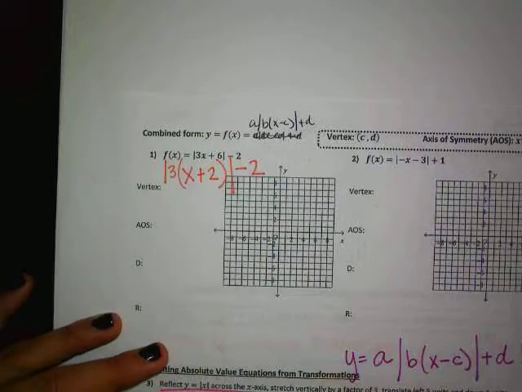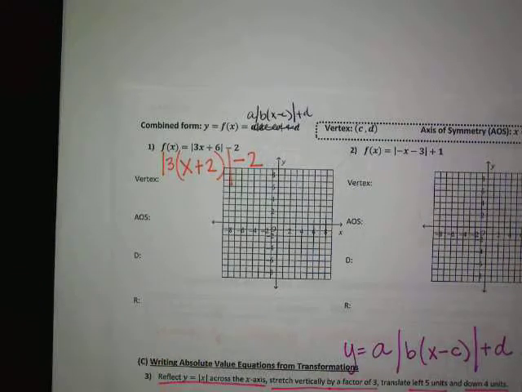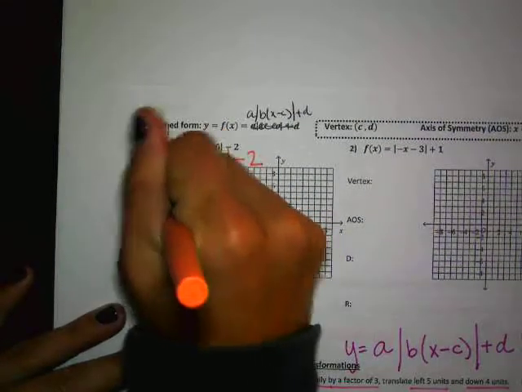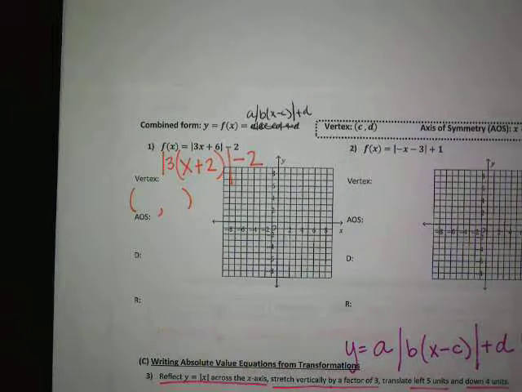The reason why you have to do that is because now I can get my vertex. Where is my vertex at? -2, -2.